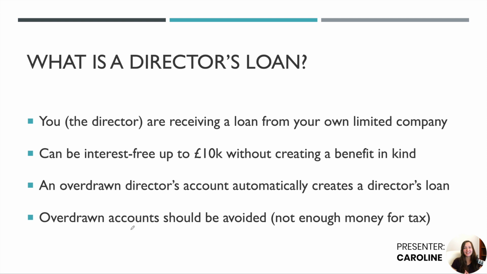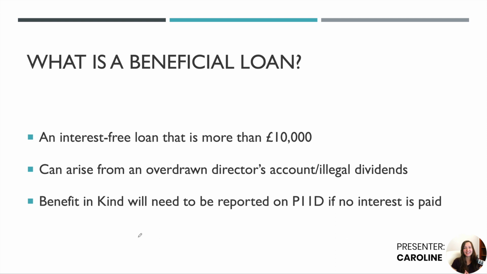So like I said, if you take too many dividends where the company doesn't have enough profit for those dividends, then you automatically get a director's loan and it has to be reported accordingly if it's over the 10K, or later on a corporation tax deposit has to be paid, which I'll get into in a minute. So overdrawn accounts should be avoided because there's not enough money for taxes. And like I said, HMRC could hold you personally responsible for the company's taxes if you've been negligent in that way.